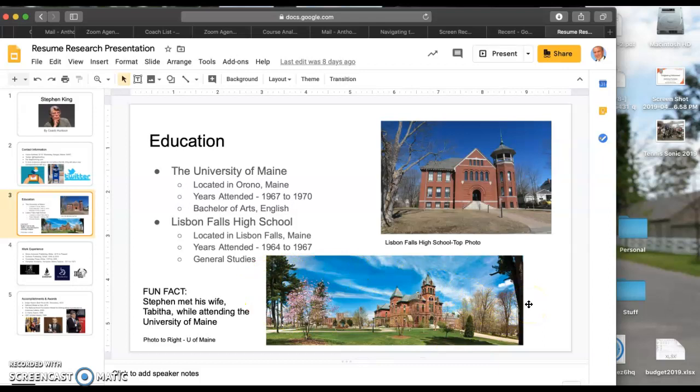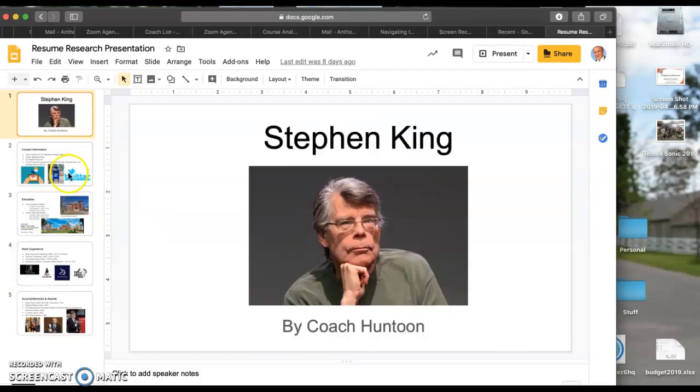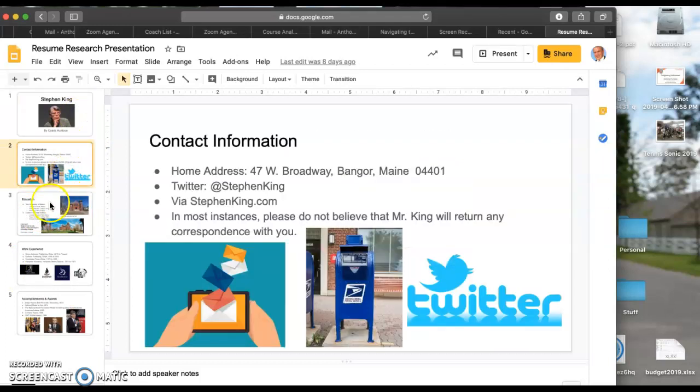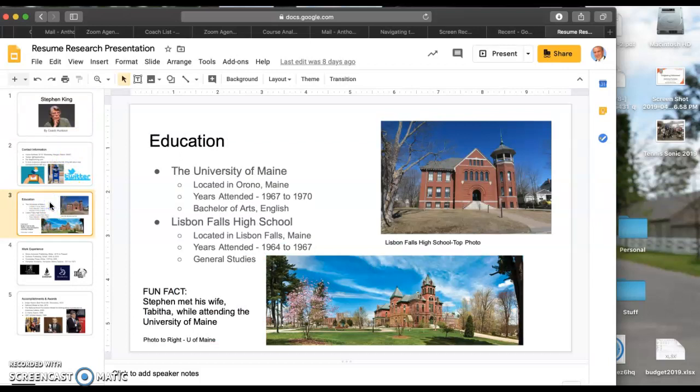All right. If you could put fun facts on these slides, that'd be great. My fun fact for Stephen was that he met his wife Tabitha at the University of Maine. I thought that was kind of interesting. All right. That's all you got to do. By the end of the week, you need to have that done. You need to have the contact information done, and you need to have the education slide done.